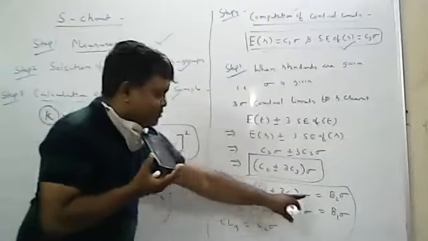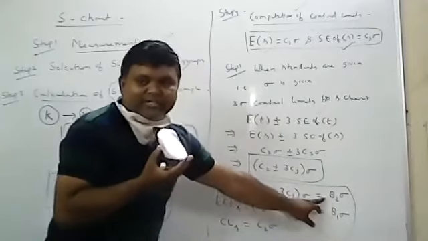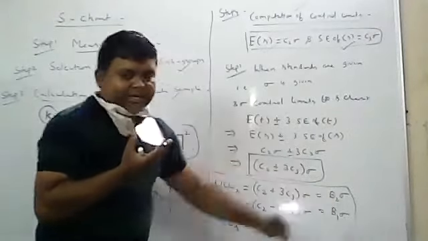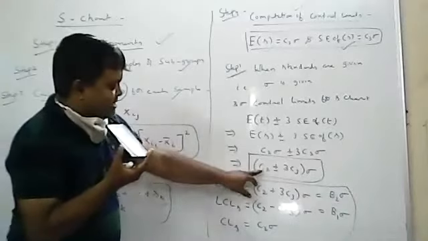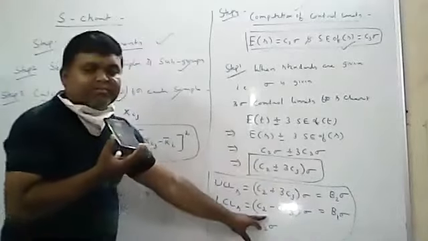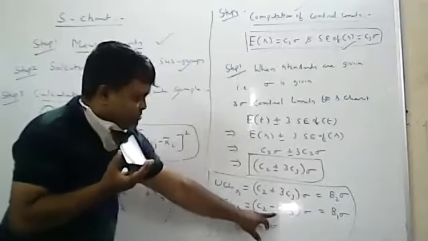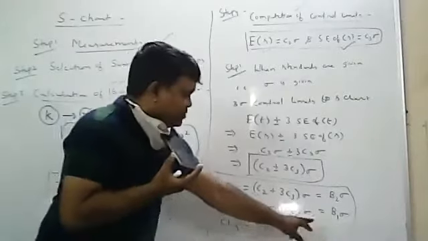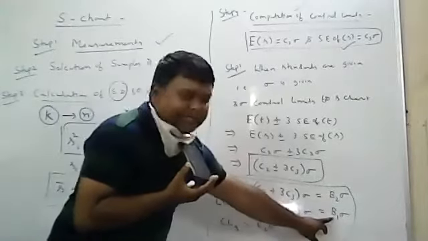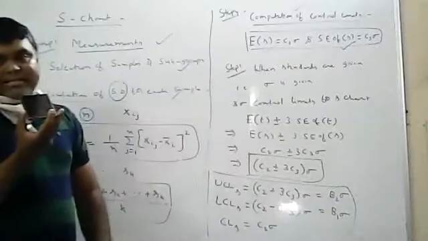This constant I have assumed as capital B2. This is a fixed constant. You have to consider only B2 sigma. Next LCL. LCL takes the negative sign. Negative sign means C2 minus 3C3 into sigma. This constant, C2 minus 3C3, I have assumed as capital B1. So B1 sigma is the LCL formula.